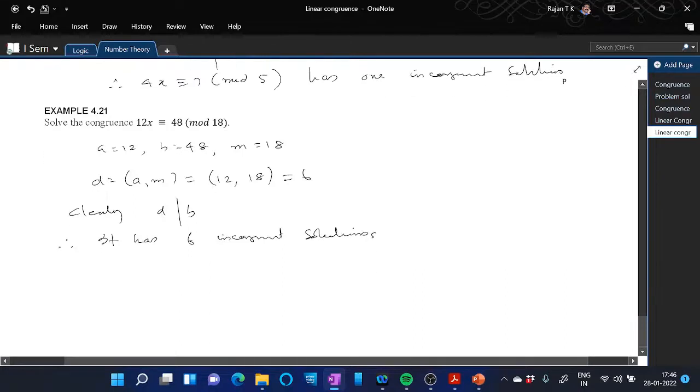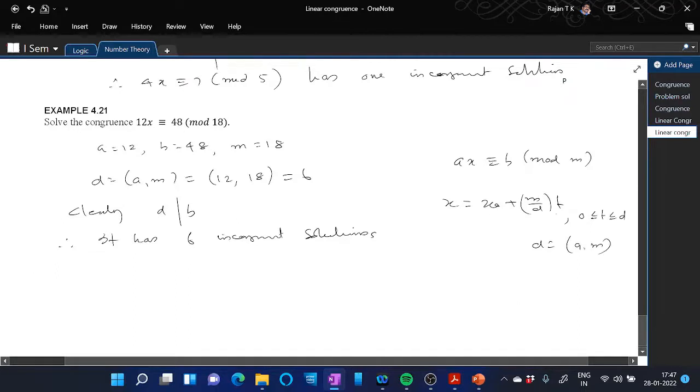Now to find the incongruent solutions. Earlier, from the previous theorem we saw, the general solution to the linear congruence Ax ≡ B mod M is obtained by x = x0 + (M/D)t, where 0 ≤ t ≤ D, where x0 is a particular solution and D is GCD of A and M.